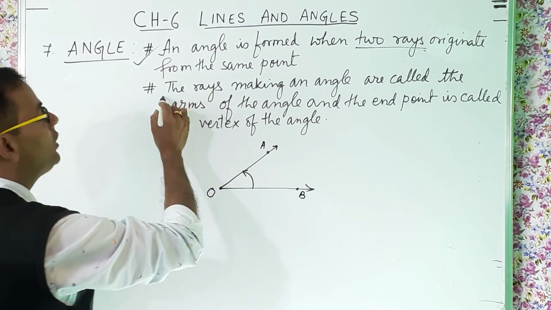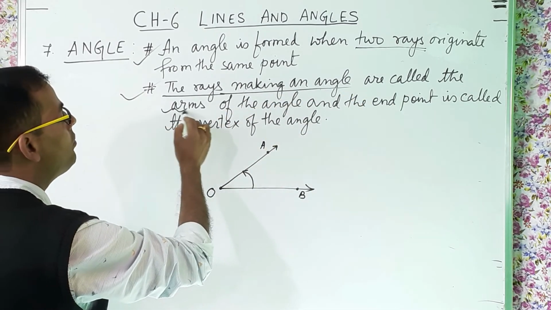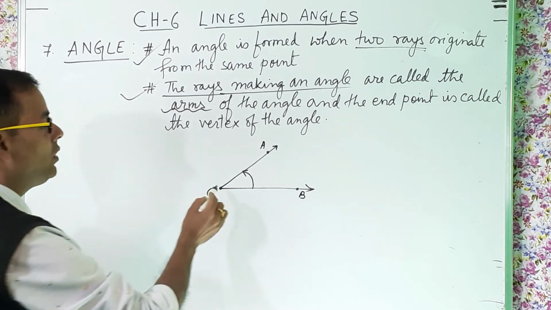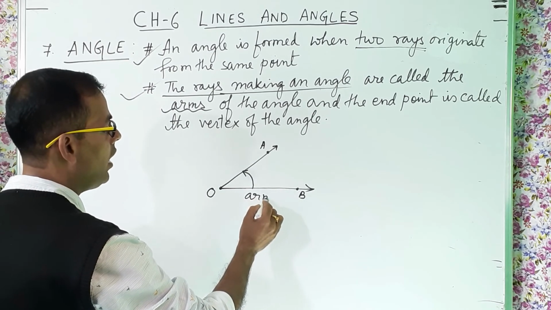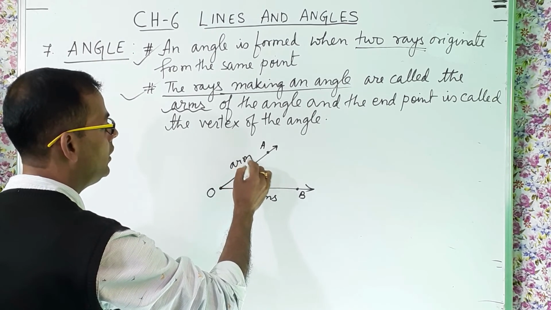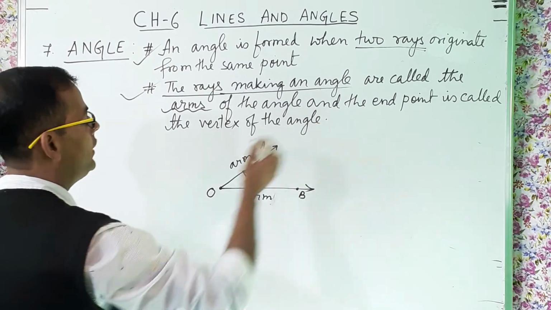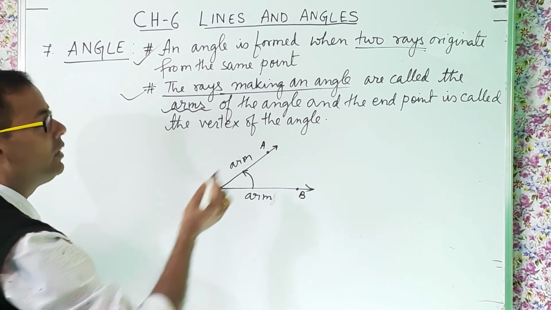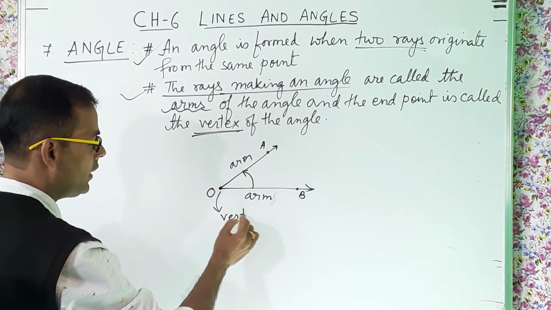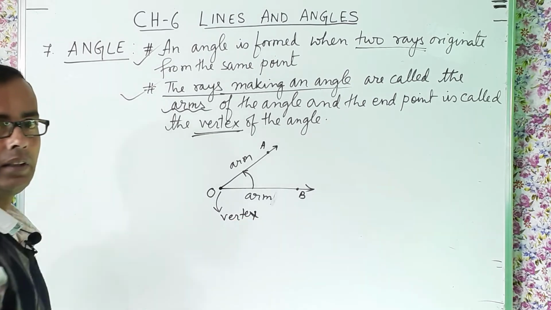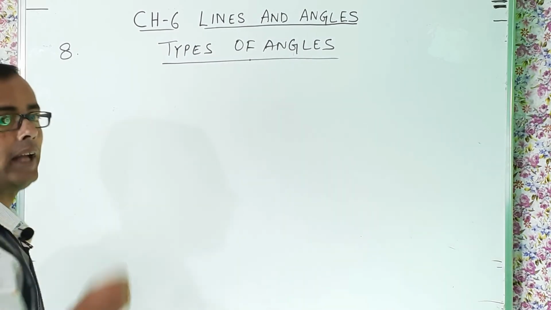And this is known as an angle. Now, the second point: the rays making an angle are called arms of the angle. This ray and this ray are making the angle, so these two rays are known as arms. This is one arm, this is another arm. And the end point, the fixed point, is known as the vertex. Clear about the angle? Now the next one we will study is types of angles.